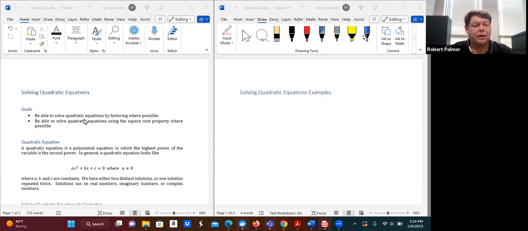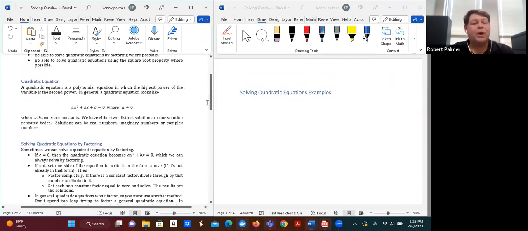So our goals, for the two cases we're looking at, are to be able to solve quadratic equations by factoring where possible. We'll give you one situation where that's definitely the best thing to do, and it will always work. And then to be able to solve quadratic equations using what's called the square root property where possible. There's also a situation where that's your best move.